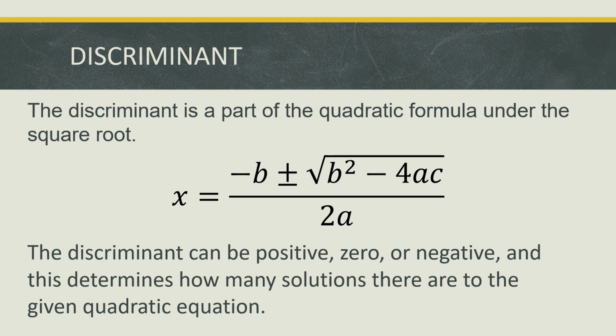The discriminant is the part of the quadratic formula under the square root. So this one, b squared minus 4ac, is what we're going to use to know the nature of the roots. The discriminant can be positive, 0, or negative, and this determines how many solutions there are to the given quadratic equation.